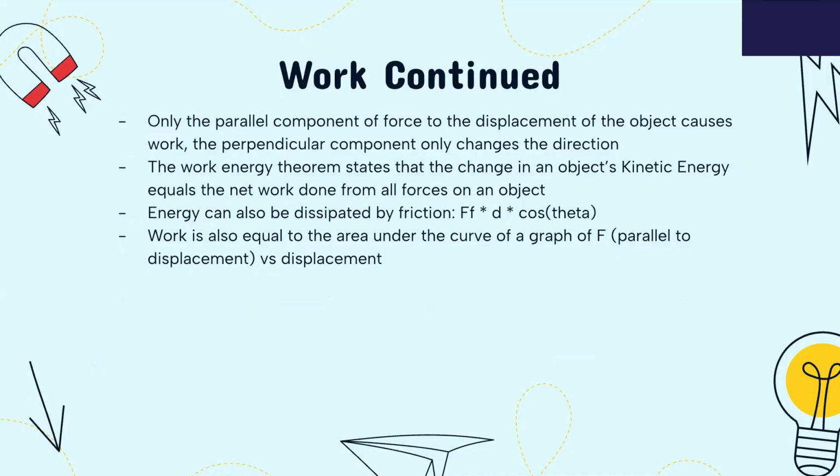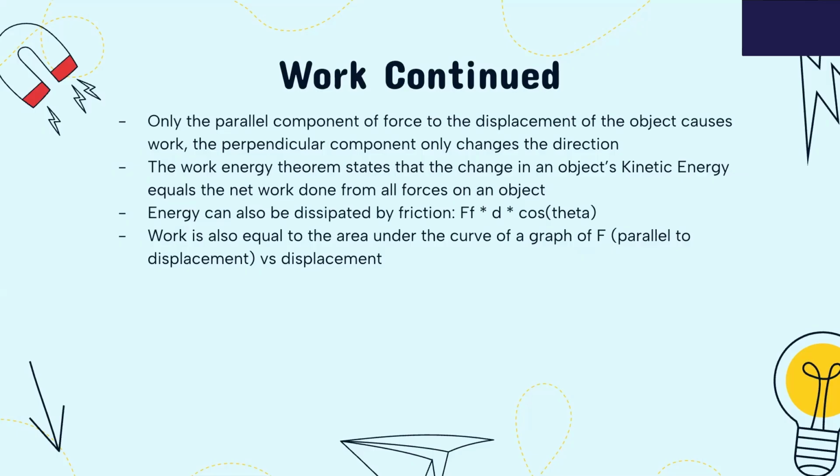Continuing on work, only the component of force parallel to the displacement of the object does work. The perpendicular component only changes the direction, because the perpendicular component is essentially a centripetal force. That's why the cosine theta eliminates the perpendicular component. The work-energy theorem states that the change in an object's kinetic energy equals the net work done from all forces on an object. Energy can also be dissipated by friction, which is equal to the force of kinetic friction times the distance times cosine theta.